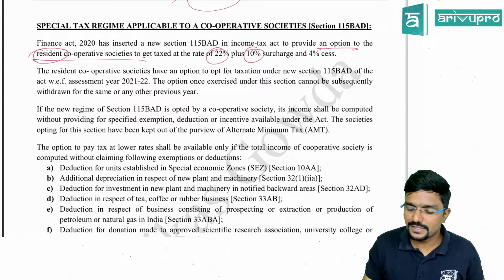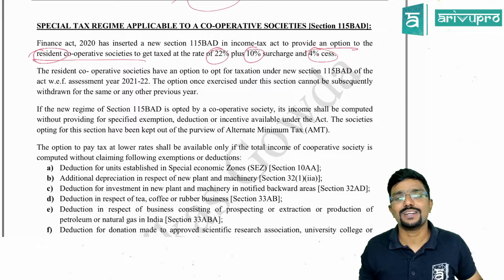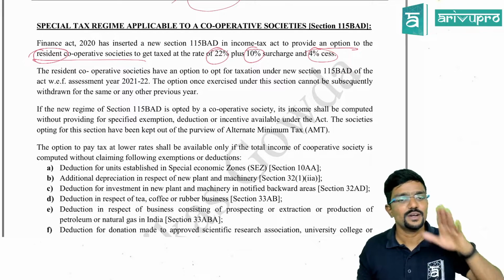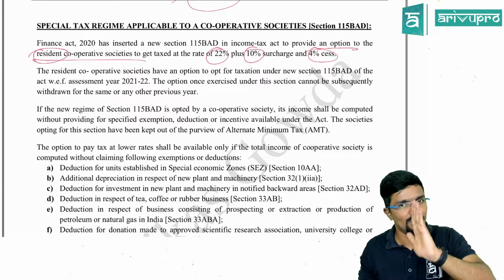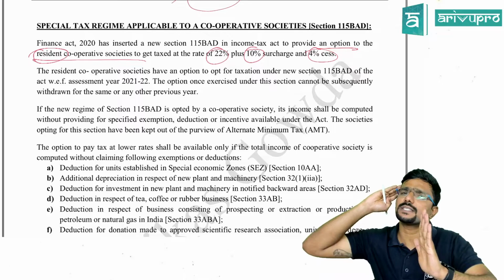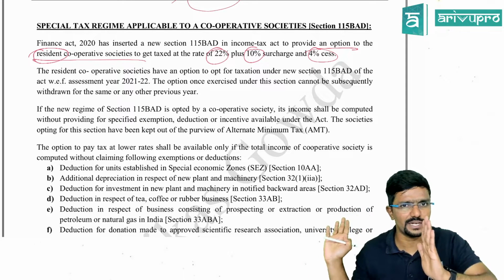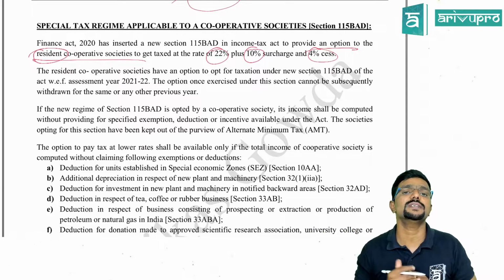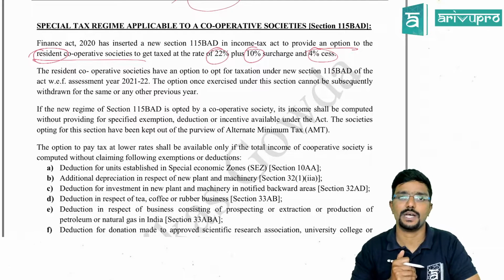And 4% cess always. So what is the tax rate applicable for a resident cooperative society under the new scheme? It means 22% income tax rate, plus 10% surcharge always, irrespective of their income, plus 4% health and education cess in all the scenarios.